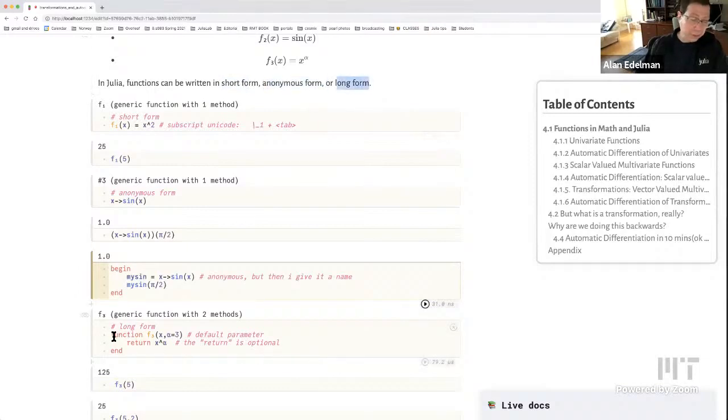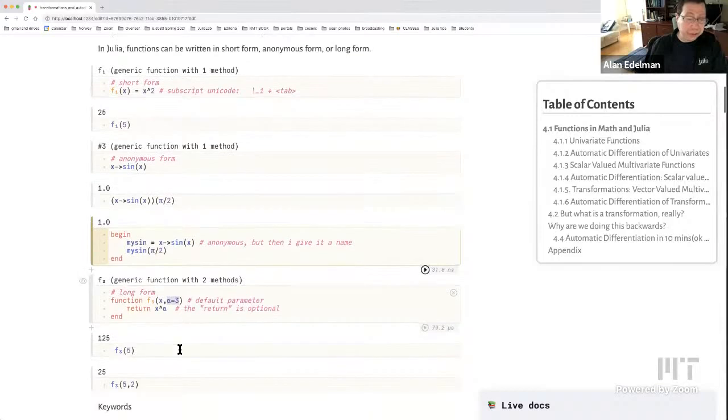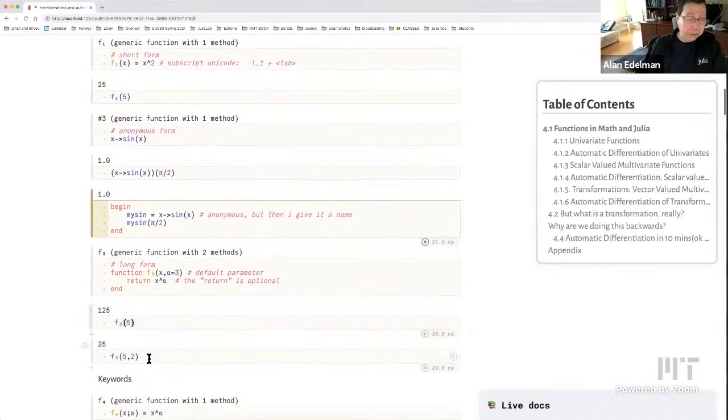which you've seen before a few times now. You take a function and you have an end, and you put in the return value. You don't have to type the word return, but it makes it very easy to read. And I just sort of threw in another piece of the puzzle that you can have a default parameter alpha equals 3. So the way this works is if I evaluate f3 of 5, it'll take the cube. Okay, so the exponent alpha is understood to be 3 if I don't tell you what it is. But if I do include it, then that's what will be used, right? So 5 squared is 25.